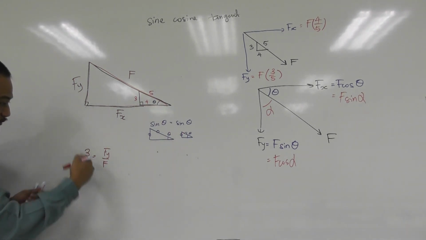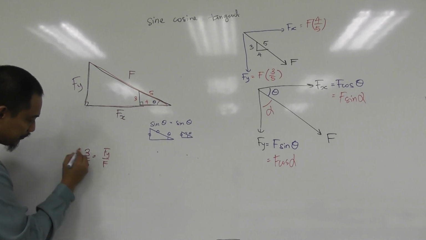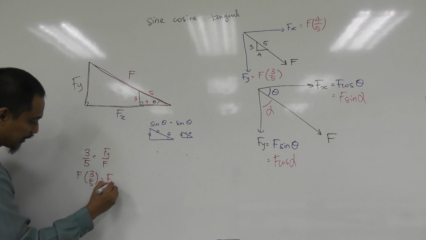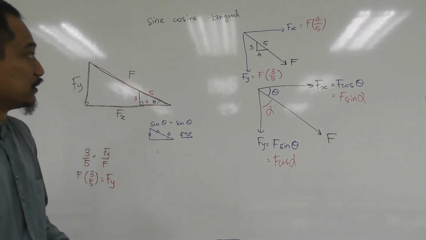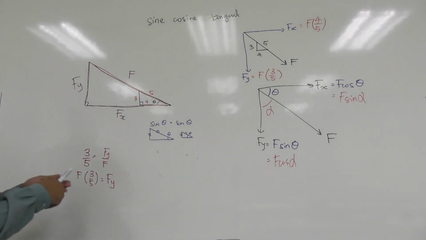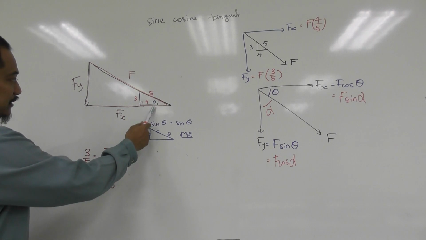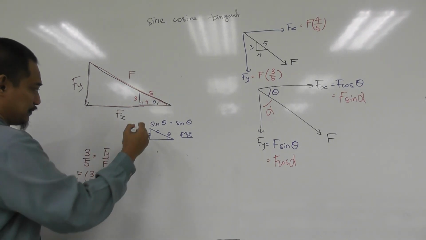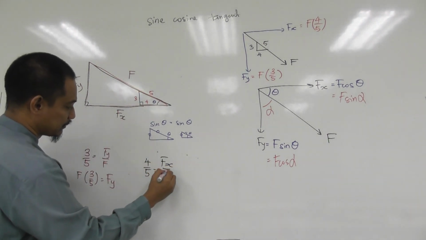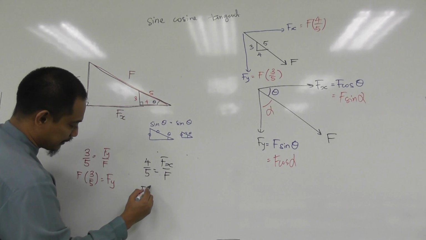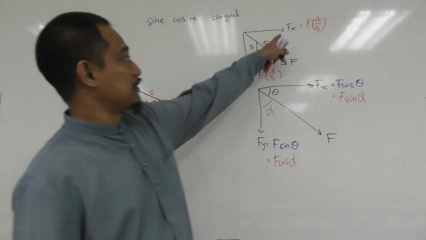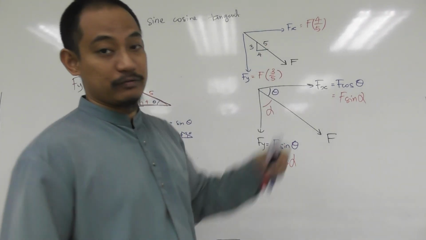So from here, if you rearrange, you will get F times 3 over 5 equal to Fy, which is this one. Fy equals F times 3 over 5. Same case with cosine. Cosine is adjacent over hypotenuse, which is 4 over 5 equal to adjacent over hypotenuse, Fx over F. If you rearrange this, F times 4 over 5 equals Fx.